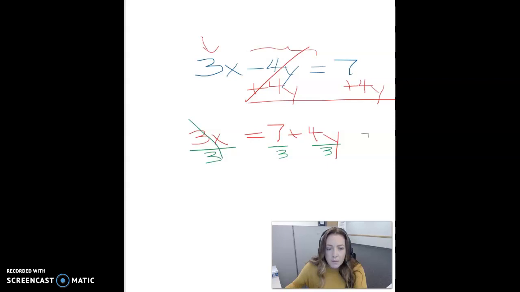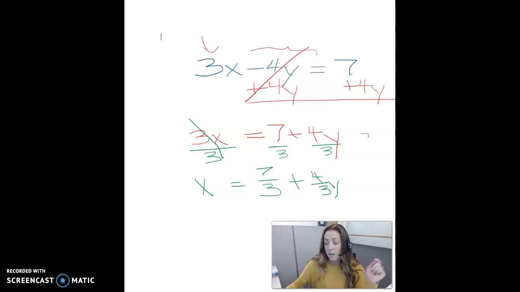So 3 divided by 3 is 1. So I'm left with x equals, that's not even, so we can leave it. And you can leave your answer like that, 4y divided by 3, or sometimes people just write the number, because it's 4/3, y next to it. And so that would be it.